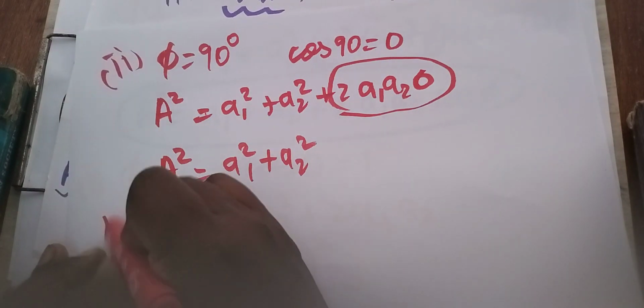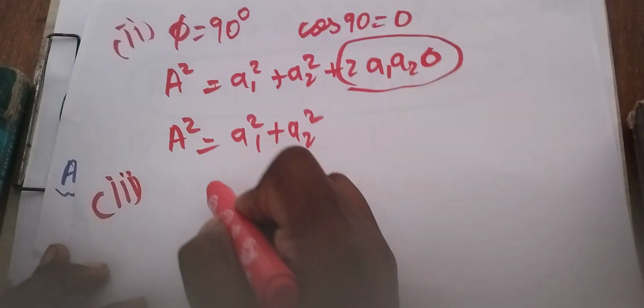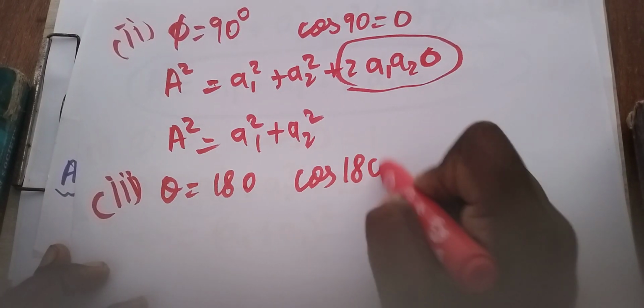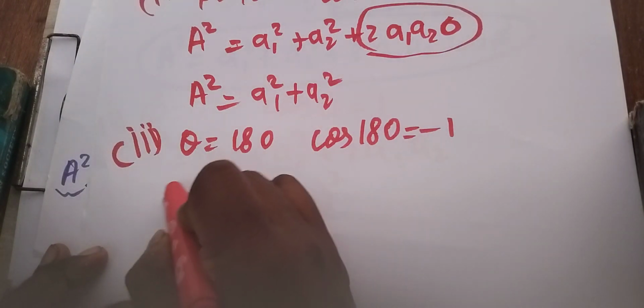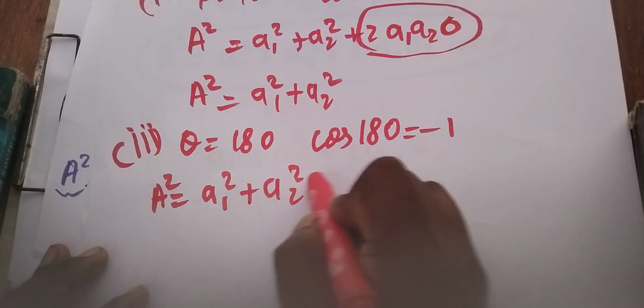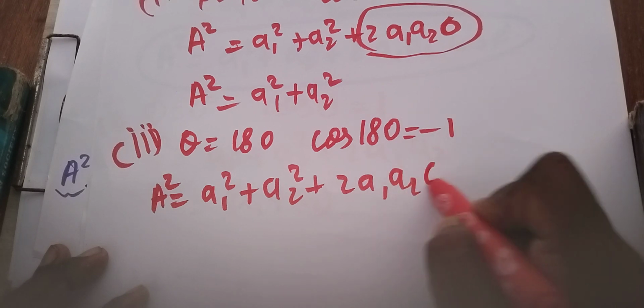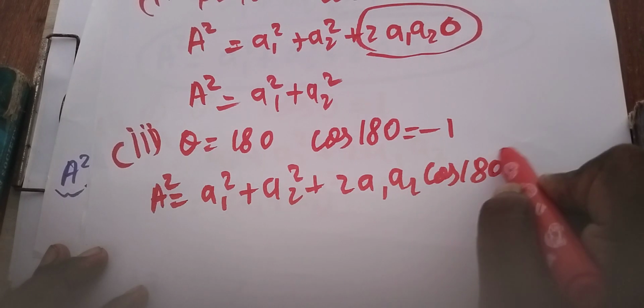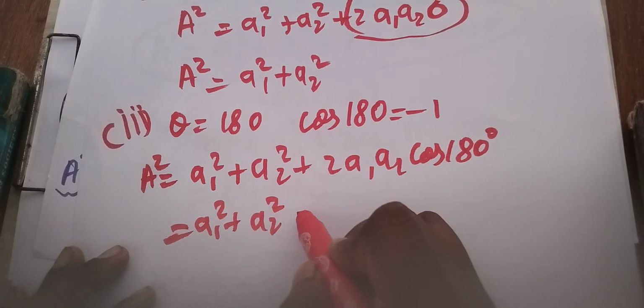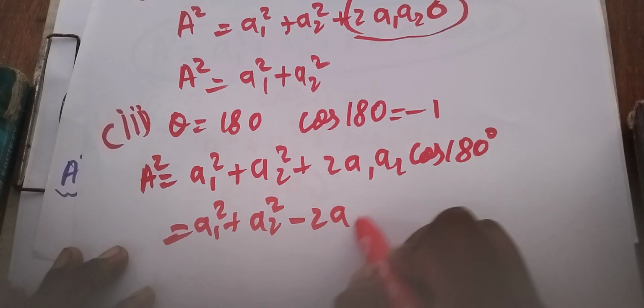Now we'll go to the third condition, third case. Phi will be 180 degree. Cos 180 will have minus 1. Now amplitude square is equal to A1 square plus A2 square plus 2 times A1 A2 cos 180 degree. Cos 180 degree, how much? Minus 1. So we'll have A1 square plus A2 square minus 2 A1 A2.